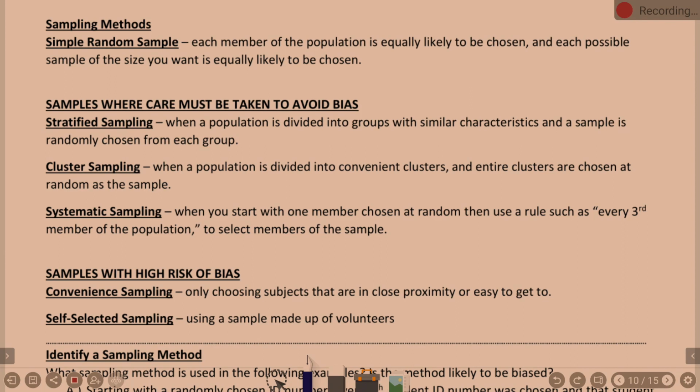Self-selected sampling: using a sample made up of volunteers. This happens a lot with responding to a survey. Who responds to a survey? You get a survey in your email or via text, or on a receipt after you leave a restaurant. Who responds to that survey? Well, if you have really good service or really bad service, you might respond. But does everybody take the time to respond? No. So that's self-selected, where you choose if you respond. It's not that you had to give an answer.